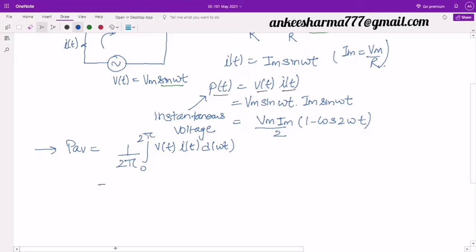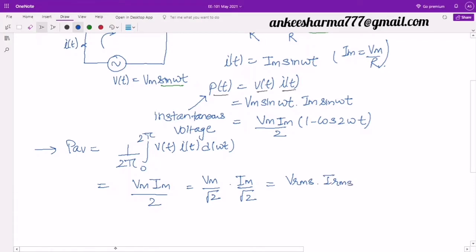So from here I will come to a conclusion that, if I substitute the values, it will come out to be equal to Vm into Im by 2, and I can write it further as Vm by root 2 into Im by root 2. And if you remember, this Vm by root 2 is nothing but the RMS value in the case of a sinusoidal signal. Similarly, Im by root 2 is the RMS value, so I can write it as Vrms into Irms.